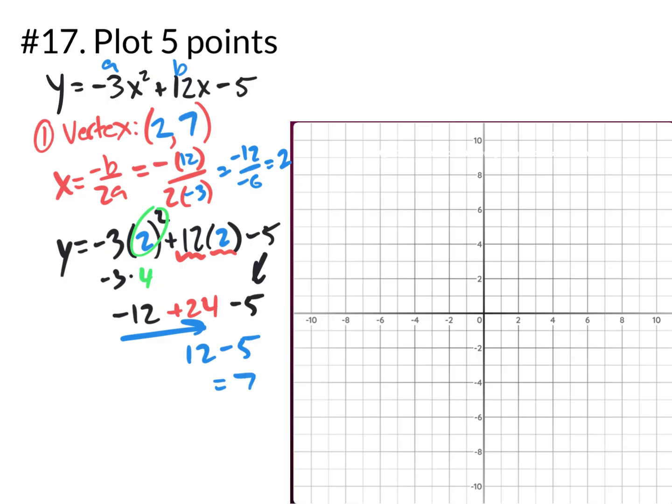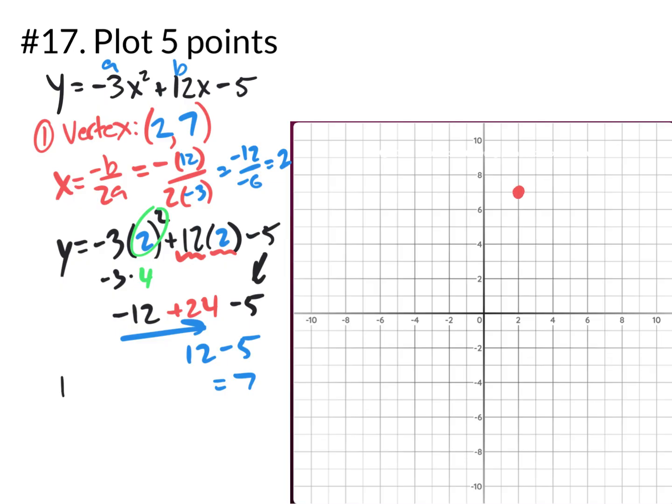That's the most important point. That's the most work that you do on graphing any parabola. So let's go to the location 2, 7. 2 on the x, 7 on the y. And that is right here. Put a dot there. Now you need more points.